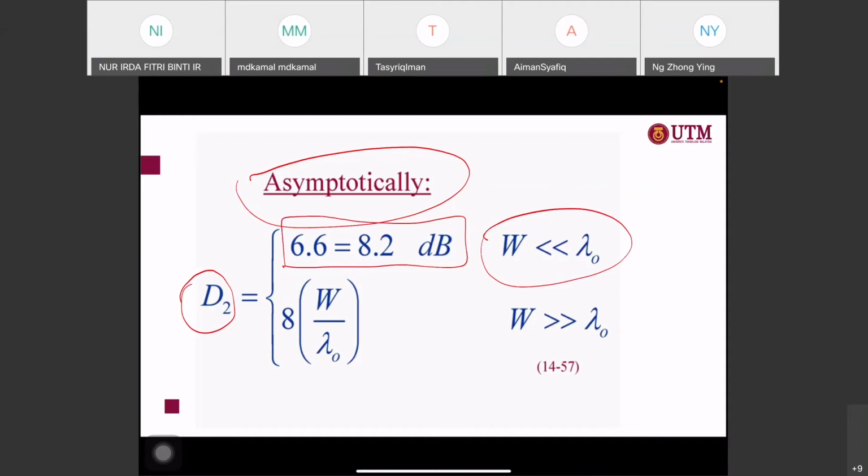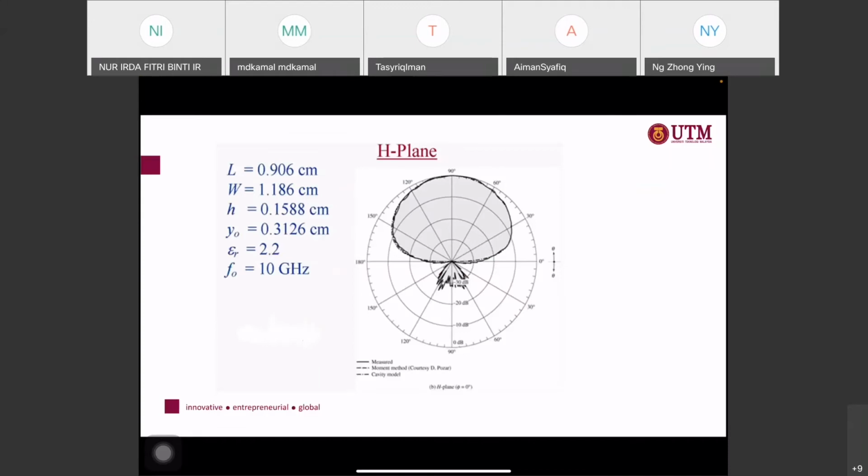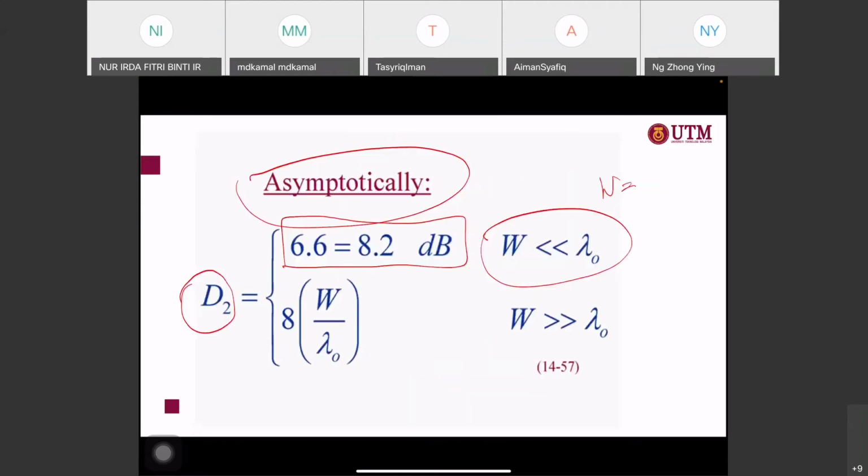If you talk about W less than lambda naught, from the previous, what is our W? W is 1.186 at 10 gigahertz. And what is lambda naught? It is C over F, C is 3 times 10 to the power of 8 over F is 10 gigahertz. So what is this value? Can anybody give me the answer? I don't have the calculator to calculate it for you. What is this value, please?